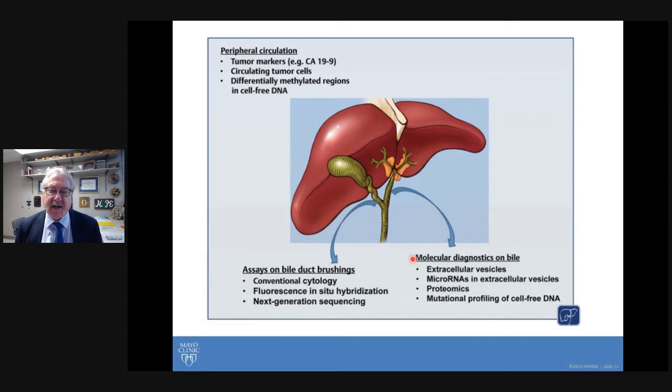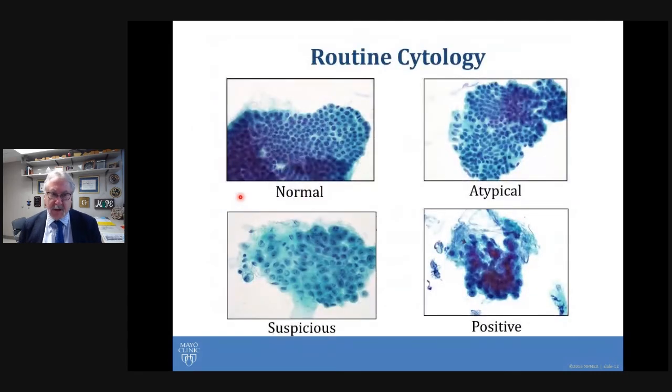There are a variety of techniques in the experimental setting, measuring extracellular vesicles in bile, proteomic signatures, and other tests in bile, but they are not practical, have been difficult to scale, and are not used clinically. And then I will talk a little bit about the use of looking at cell-free DNA of differentially methylated regions in the cell-free DNA. So routine cytology is very difficult.